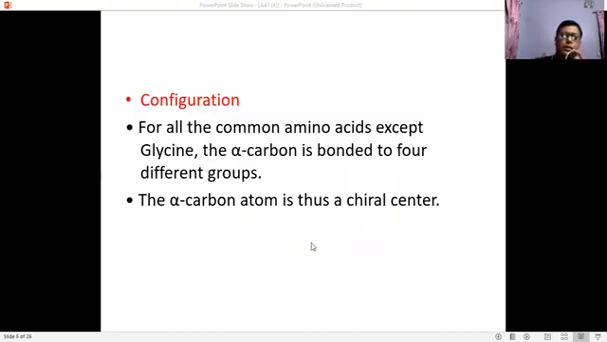Now regarding configuration, for all common amino acids except glycine, the alpha carbon is bonded to 4 different groups. So the alpha carbon is such a chiral center, but not in the case of glycine, because it is attached to two hydrogens. Instead of 4, only 3 different groups are attached to this central carbon. So glycine is not chiral, but in other amino acids, it is a chiral center.